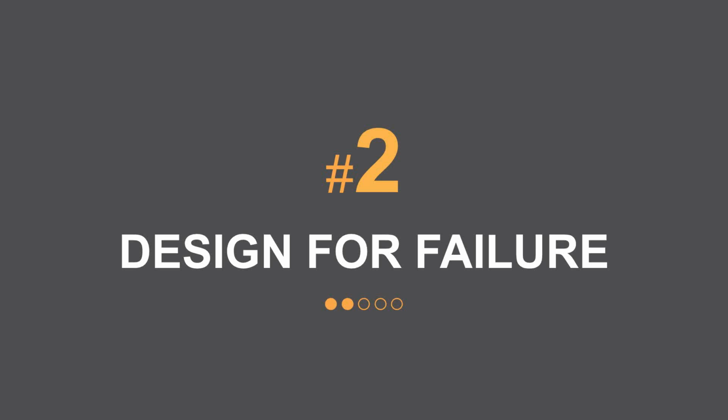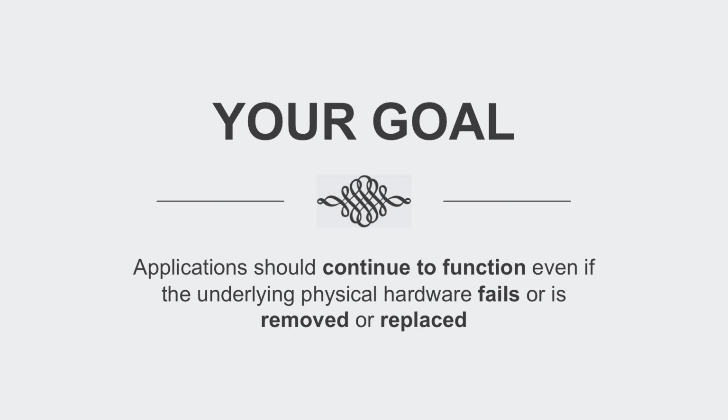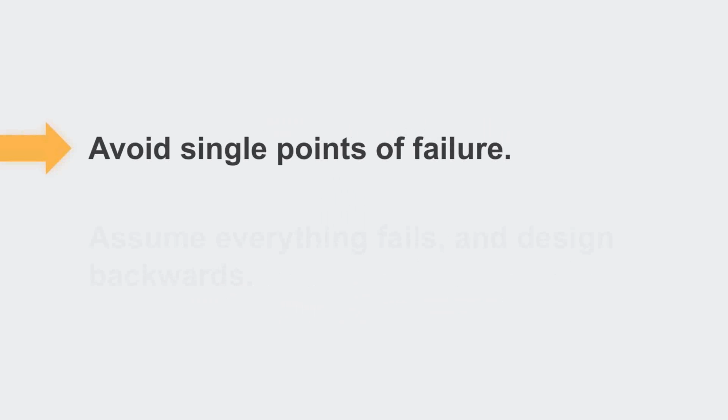Next design principle, design for failure. So our CTO is quite big on that, and he says everything fails all the time. And so what you need to be able to do in this scenario is design backwards. You should create your applications to continue to function even if the underlying physical hardware fails or is removed or replaced. In order to do that, you need to follow some steps.